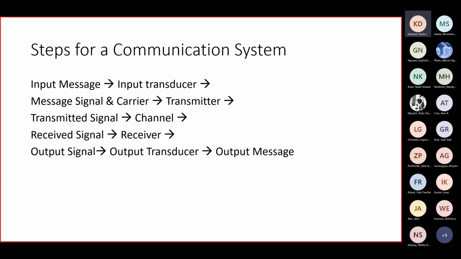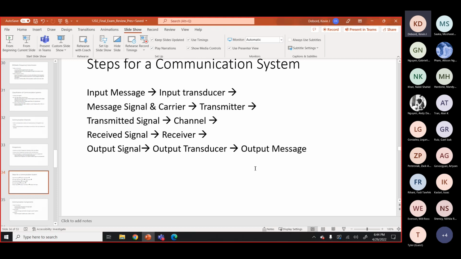So we got the input message into our input transducer, right? The message signal and carrier, and the block is going to go up like this together. It will go into the transmitter, and then the transmitted signal will go to the channel from the transmitter, and then the received signal will go to the receiver, which will go to the output signal, and then the output will go to the output transducer, and then we'll finally get the output message. Again, there's only so much I can do to help you all with this. Really, just look at that visualization she put on the slides. It's going to be those blocks that, like, I'll even draw it out for you all because you can't really see what I'm doing.